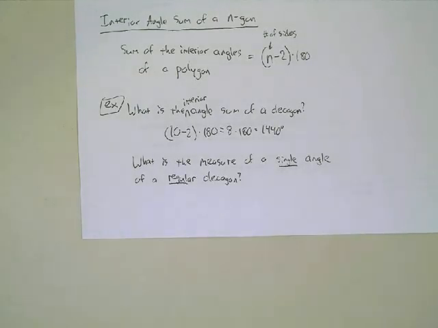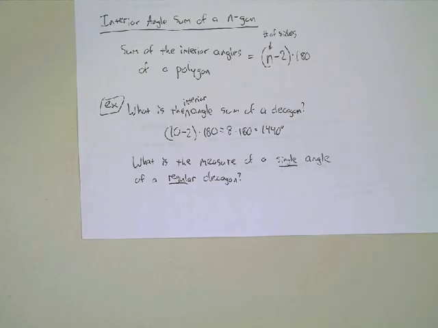If we know they all have to add up to 1,440, how many angles are there in a regular decagon? 10. And all 10 of those have to add up to this. So how can we find just one of them? No idea? Eli, want to help her out? Divide 1,440 by 10.